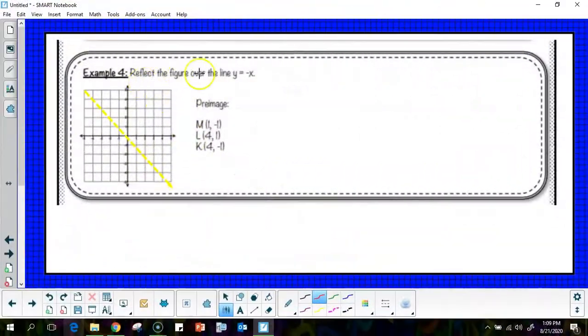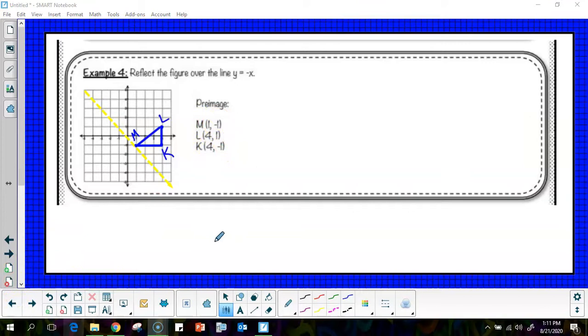So for example 4, it's directing us to reflect the figure over the line y equals -x. If you remember, the y equals x was this way. It was a positive slope, and this one is a -1 slope. So this is what y equals -x looks like. So for every y, x is the opposite of that. So I'm going to go ahead and sketch my pre-image, and then I'll come back to you.